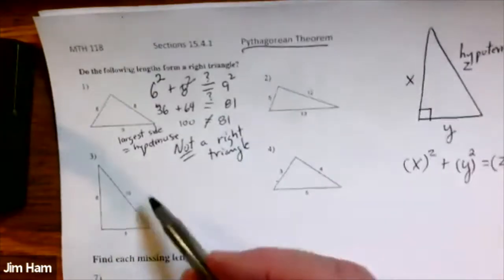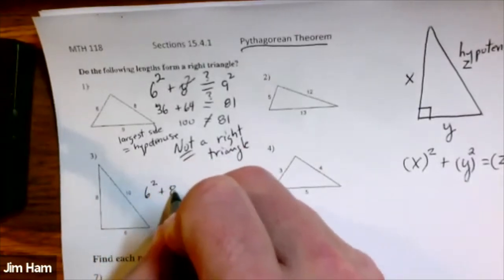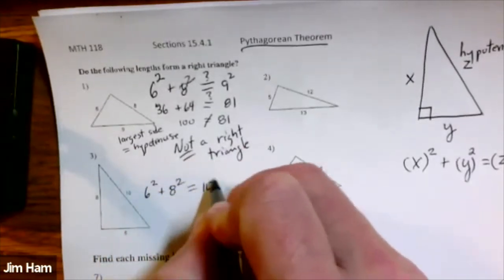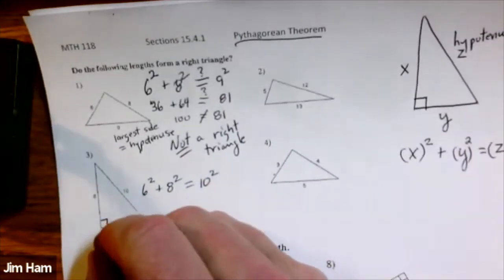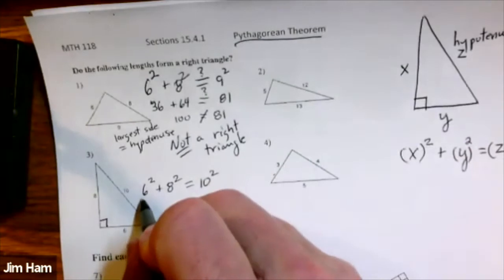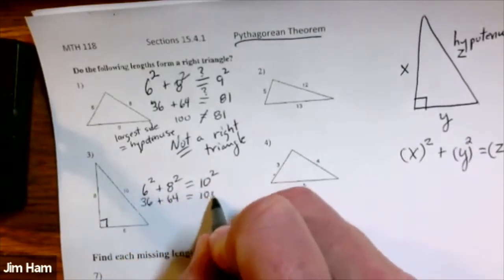Now this one is similar, but if we took 6 squared and added it to 8 squared, we would in fact get 10 squared. So this is a right triangle. 36 plus 64 does indeed equal 100.